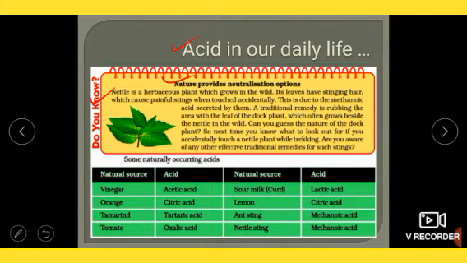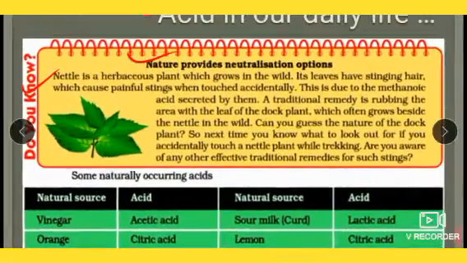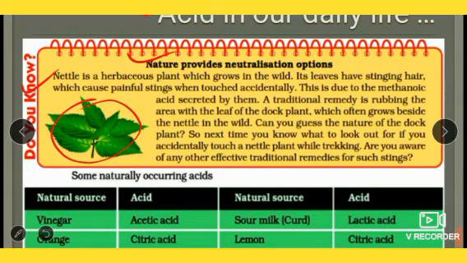See, nettle is a herbaceous plant which grows in the wild, and its leaf has stinging hair. You know, I am talking about the nettle sting, that is bichuguti, which causes a painful sting when touched accidentally. This is due to methanoic acid. So which acid is present in nettle sting? It is methanoic acid. A traditional remedy is rubbing the area with the leaf of the dock plant. Dock plant is, I can say, a church plant, which often grows beside the nettle in the wild.